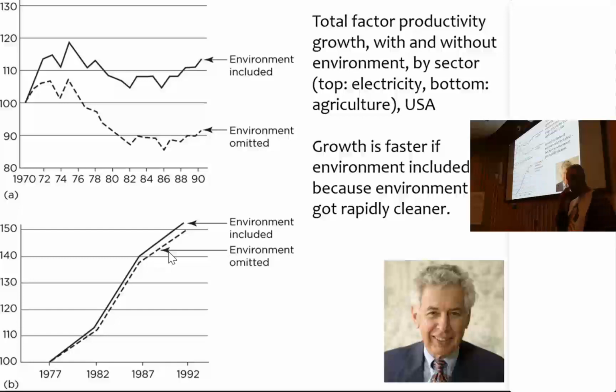He finds a similar but less dramatic, qualitatively similar but quantitatively less dramatic effect for agriculture, where also if you include the environment, total factor productivity is actually growing faster than it would seem if you exclude the environment. Again, this has to do with a cleanup, mostly of pesticides over this period. In the first half of the period, cleanup of the pesticides from agriculture. In the second half of the period, it is mostly going after the phosphates and the nitrates, the causes of eutrophication.